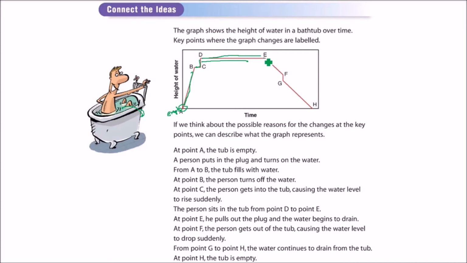After E, he pulls out the plug and the water begins to drain. So it is coming down, and he gets out of the tub, causing the water level to go down again. And from G to H, the water continues to drain from the tub. After point H, the water has been drained and the tub is empty.